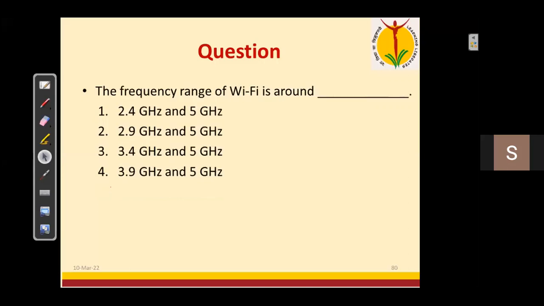Okay, what will be the frequency range for Wi-Fi? It is around 2.4 gigahertz and 30 gigahertz.